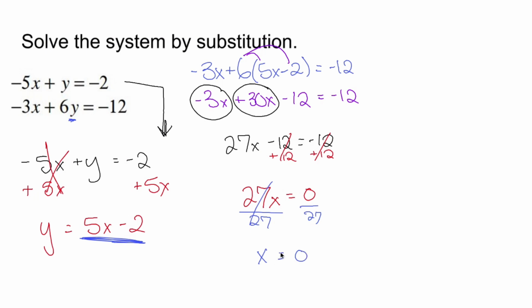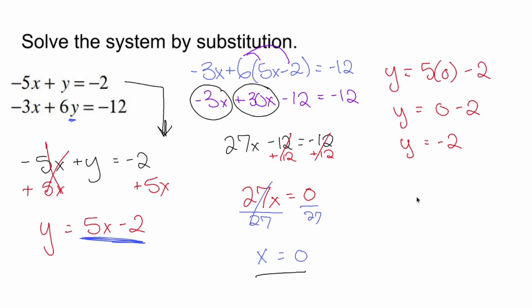How can I find y? Well, didn't I take the top equation and solve it for y a couple minutes ago? I did. So why don't I take that guy right there and replace x with 0 because x is 0. So y equals 5 times 0 minus 2 is going to give me y equals 0 minus 2, and 0 minus 2 is negative 2. Now that I have an x value of 0 and a y value of negative 2, I can put together a point that is 0, negative 2.